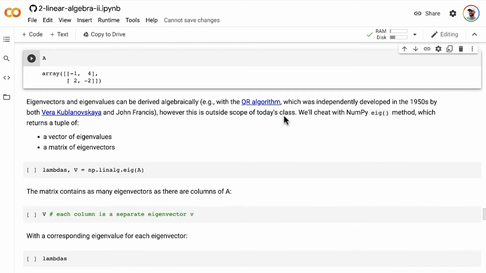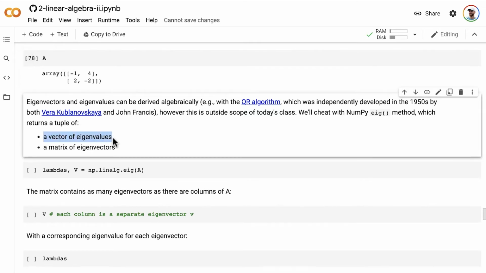And in terms of being able to apply machine learning with our understanding of eigenvectors and eigenvalues, I don't think it's critically important to be able to derive it algebraically. But if you want to learn it, absolutely go ahead and do so. So instead of using an algebraic derivation, we will cheat. We'll use the NumPy eig method, which returns a tuple that includes a vector of eigenvalues and a matrix of eigenvectors. So let's have a look at that.